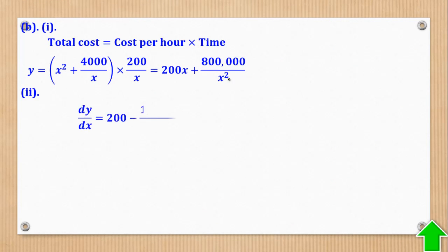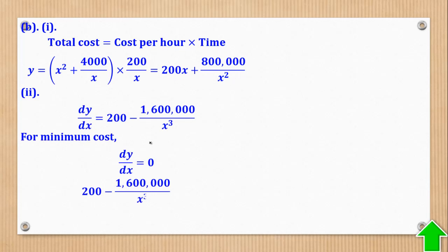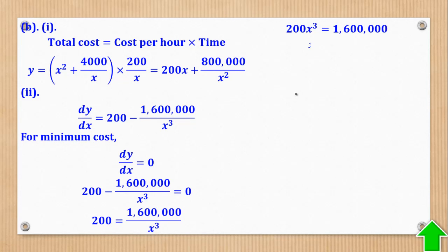Roman 2, I can now differentiate. When I differentiate this, I'll come up with this. Then equate to 0 for minimum cost. Then simplify to get the value of x. So cross multiply, divide through by 200 and get the cube root of that, which is 20. Meaning that the minimum speed will be that.